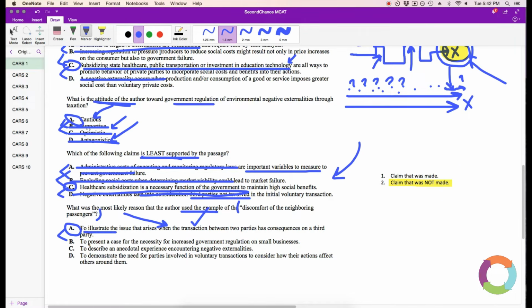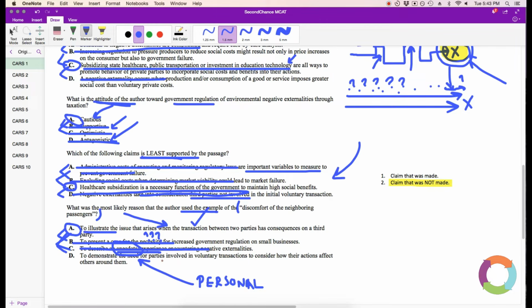So if you look at the other answer choices, it says to present a case for the necessity for increased government regulation on small businesses. That definitely gives you a lot of question marks. So I mean, I'm totally rationalizing that. So B is pretty weak. A versus C, to describe an anecdotal experience encountering negative externalities. Not bad. The issue here is the word anecdotal. And anecdotal, usually in the context of the MCAT, is going to mean a personal experience. Now, we have no way of knowing if this was a personal experience of the author. So this is weaker than A.